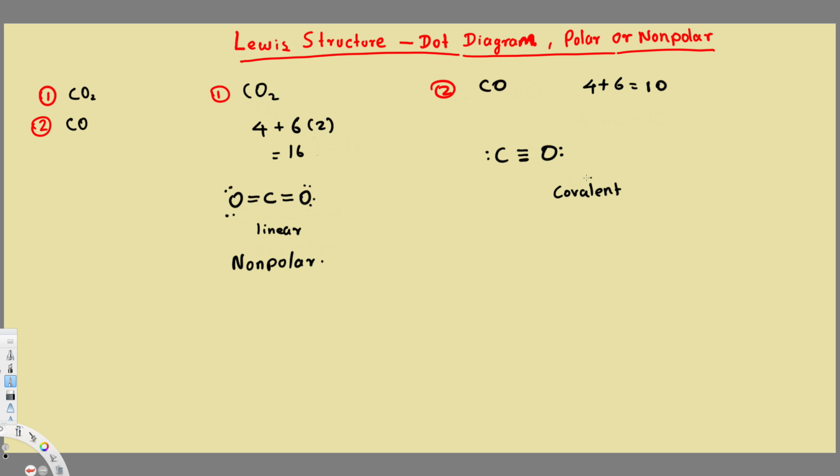And to determine whether it is polar or non-polar, we can calculate the electronegativity difference. If you look at the electronegativity for carbon, that's 2.5, and for oxygen 3.5. The electronegativity difference is going to be greater than or equal to 0.5, right? Because 3.5 minus 2.5, that's 1. So if it's greater than or equal to 0.5, that is a polar molecule. So this is a polar covalent bond.